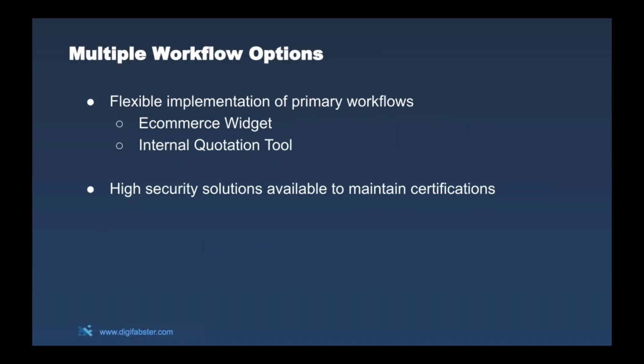DigiFabster can be used in many scenarios. Our subscription package comes with both the customer-facing e-commerce widget as well as the internal quotation tool. Within these two primary workflows, our customers have utilized the platform to satisfy a range of goals. For example, companies have used our automation as an interdepartment tool to send estimates between prototyping labs and finance departments. Others have leveraged the platform to optimize their vertical workflow, reducing estimation and turnaround time from outsourced manufacturing.